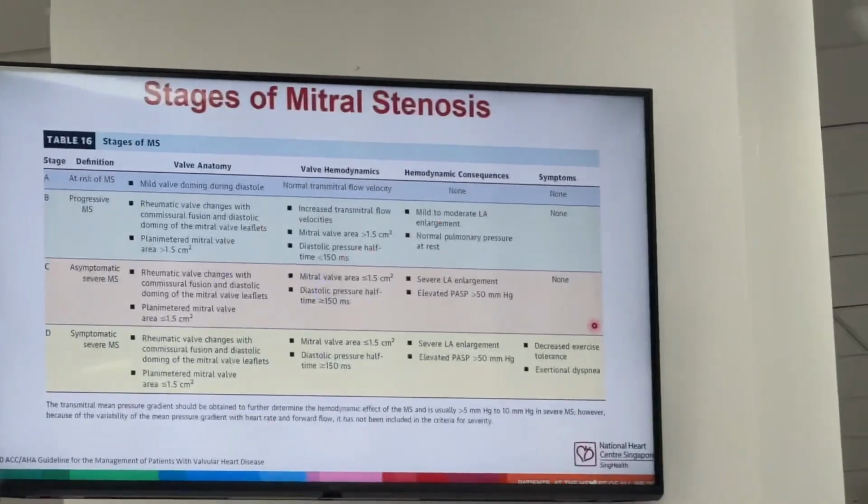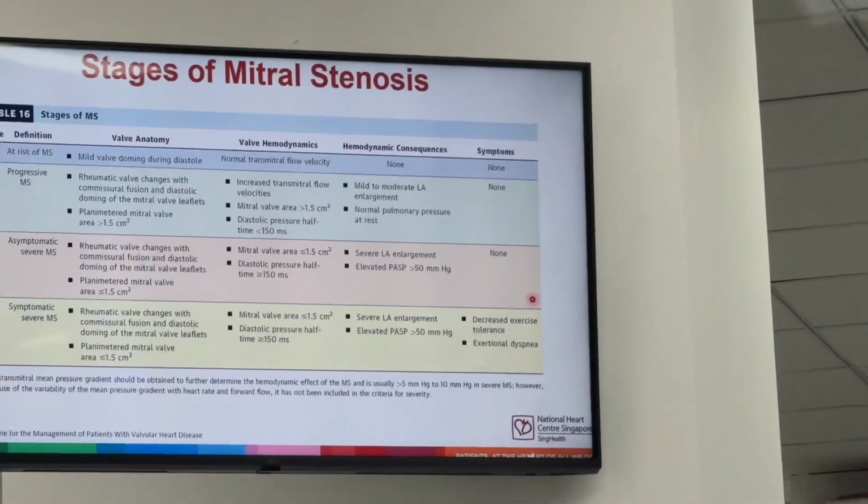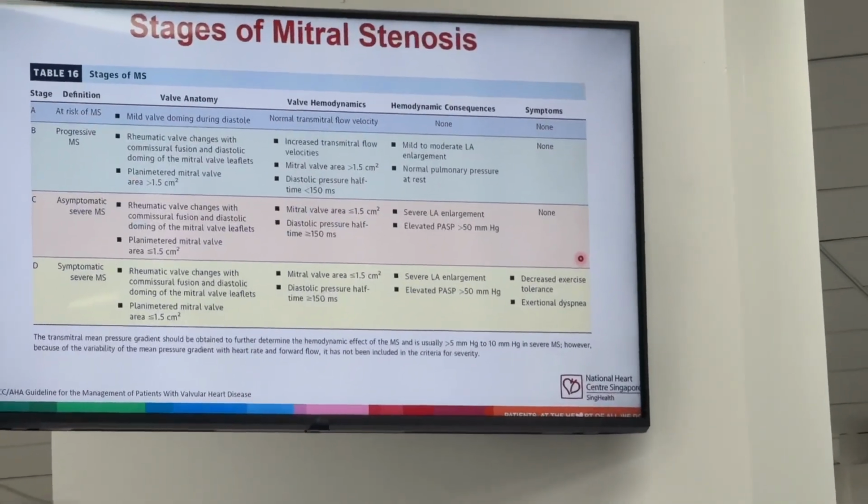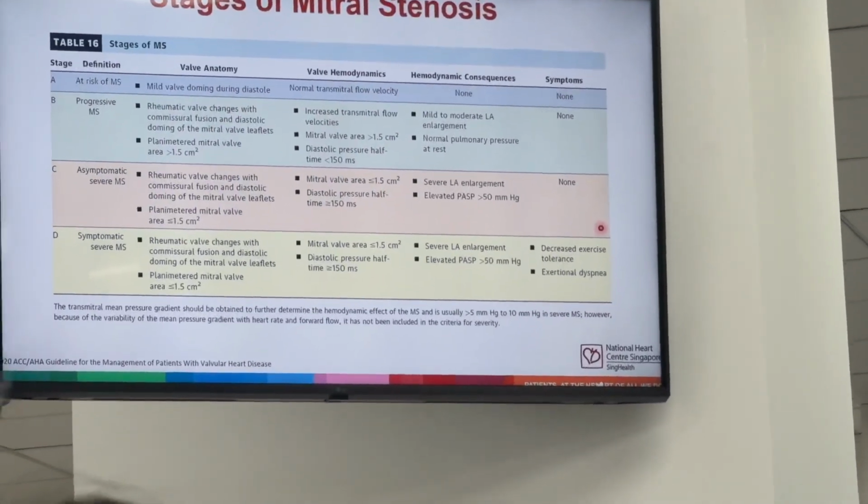I'm sure everyone is also very well aware of mitral stenosis and the effect of mitral stenosis on the cardiac structure.